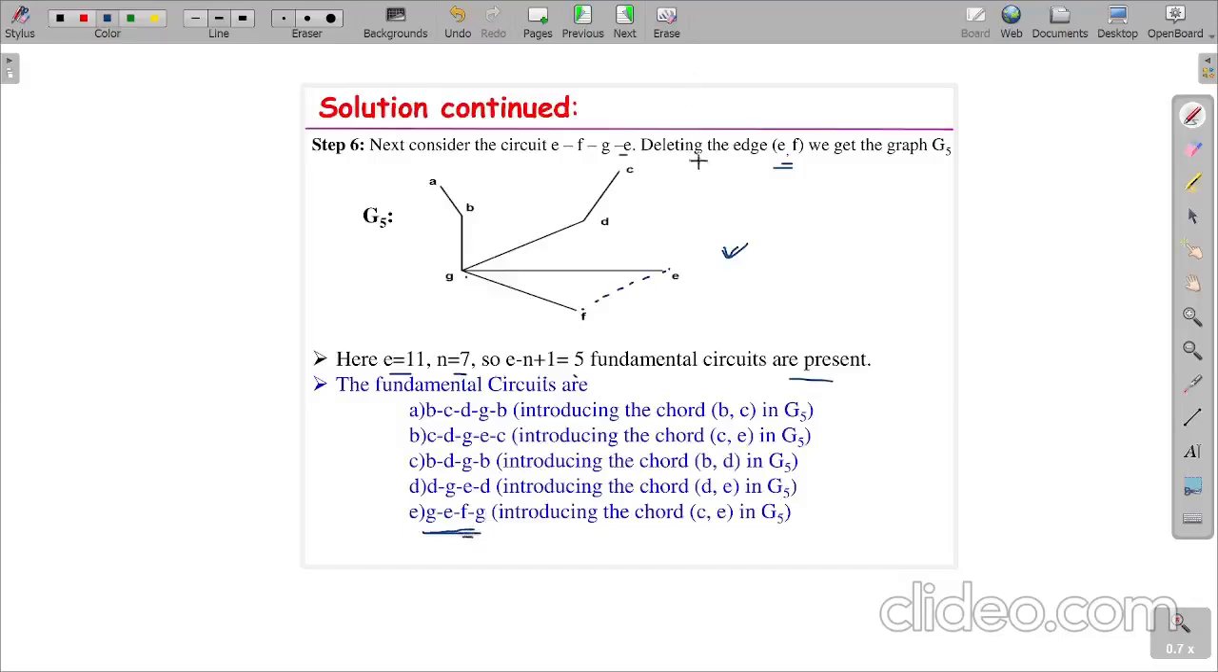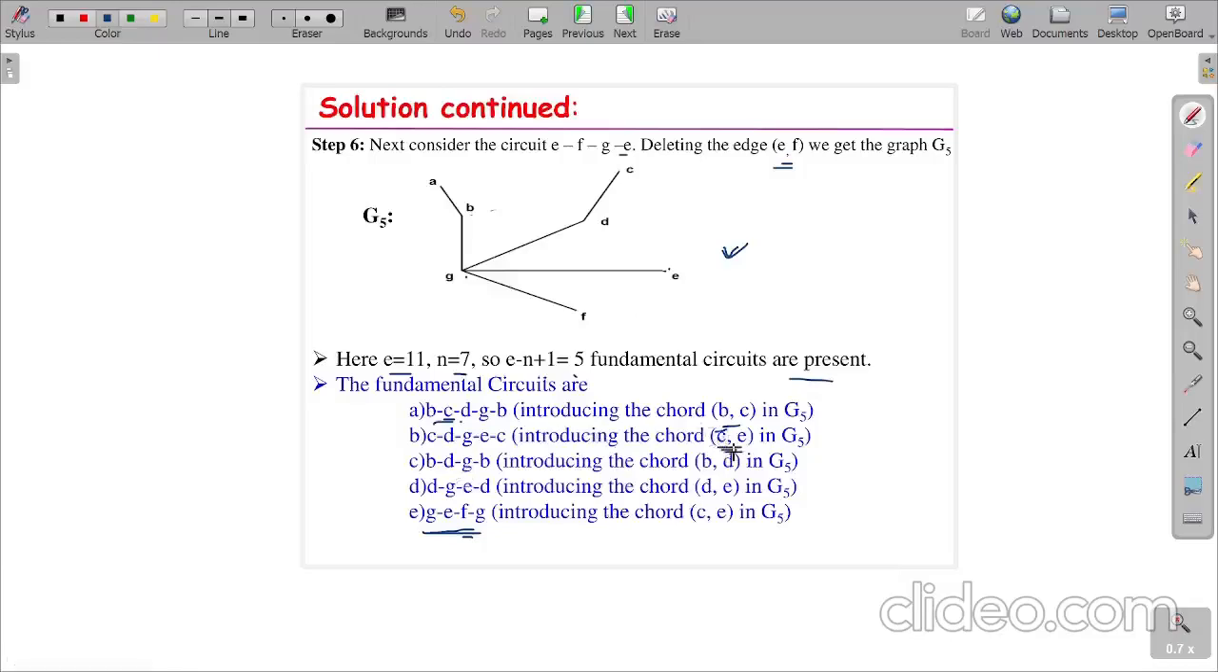This one. Next, if we are adding our next circuit, that means first chord BC. If we are adding our first chord BC, what we have? B, C, D, G, B. That is our first circuit.